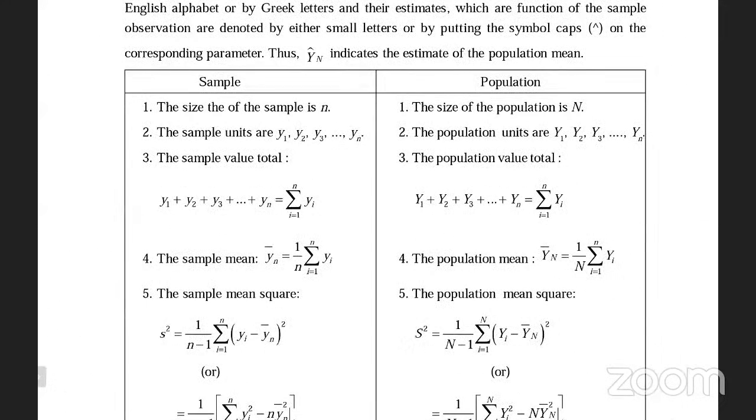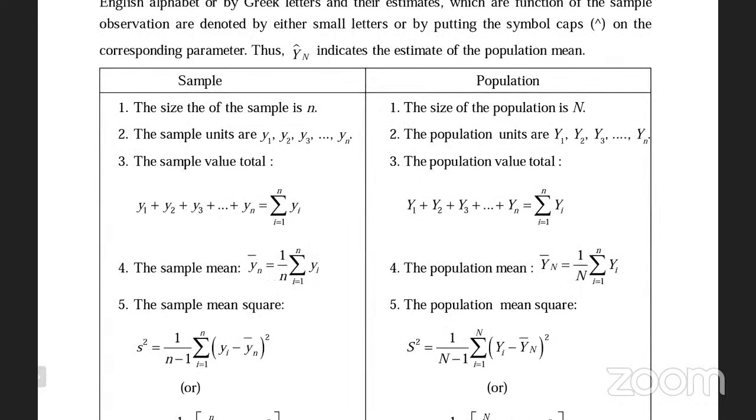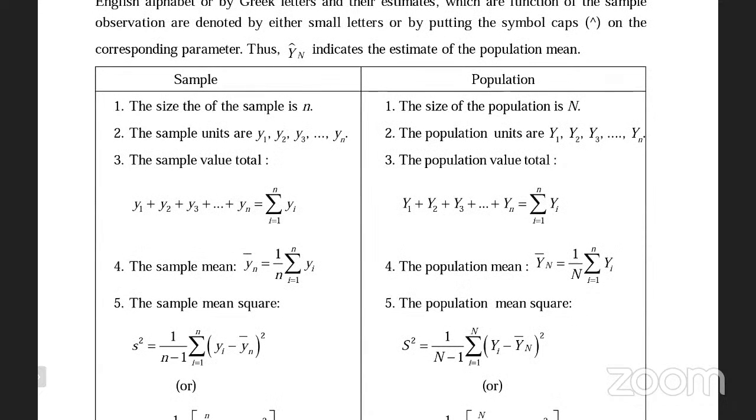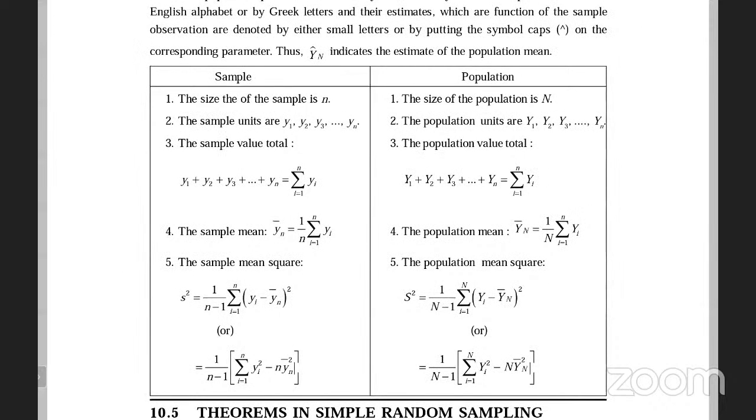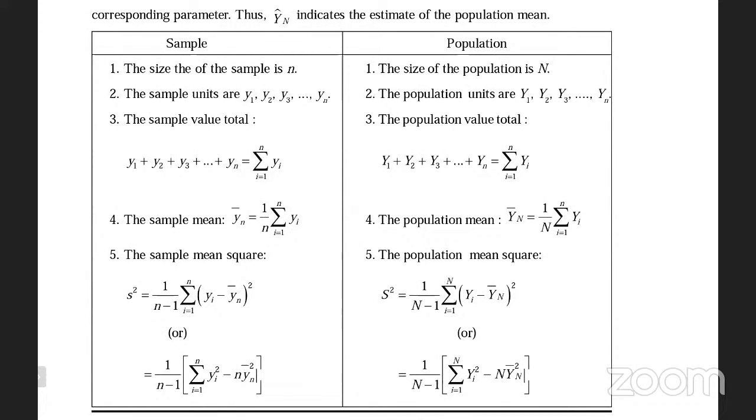Next, sampling techniques go to the size. The size of the sample is n and the size of the population is capital N. The sample units are y1, y2, and so on up to yn, and the population units are y1, y2, and so on up to capital YN. The sample values taken total y1 plus y2 plus so on yn, equal to summation yi, and similarly for the population values. Next, the sample mean is y bar equal to summation yi by n. The population mean is summation yi by capital N.